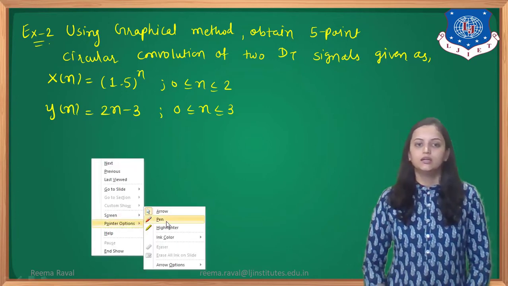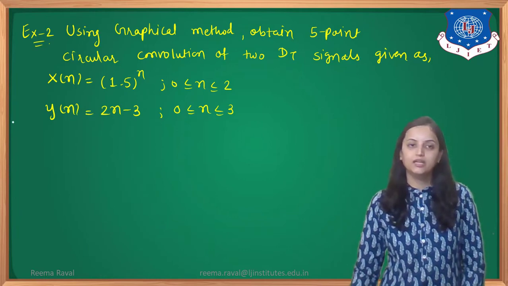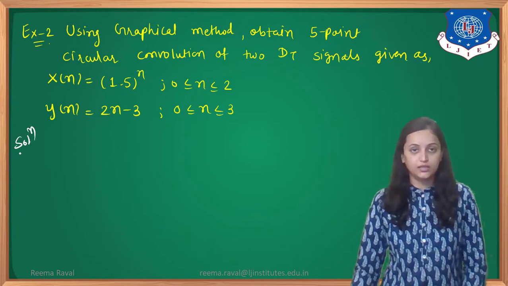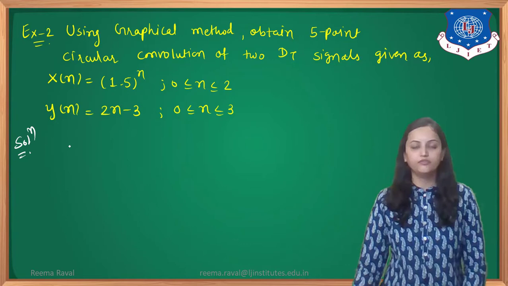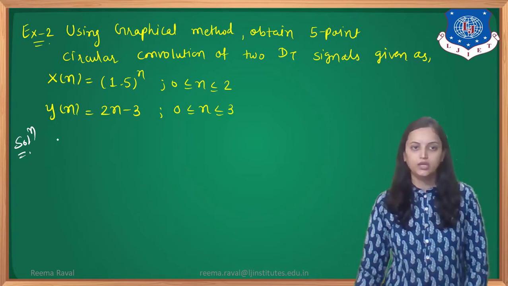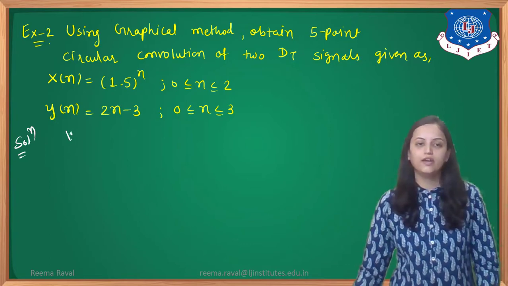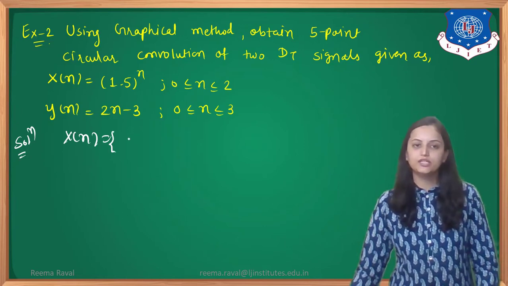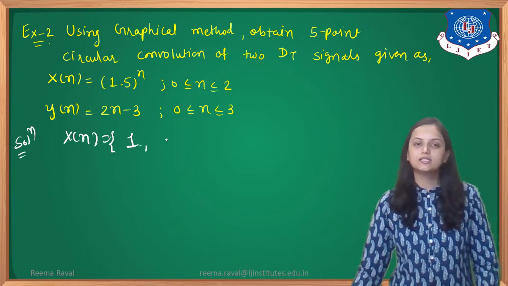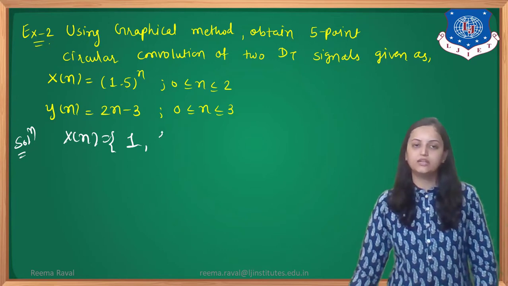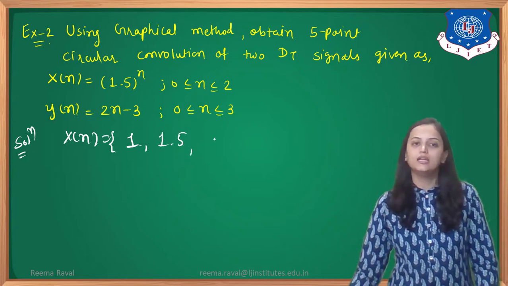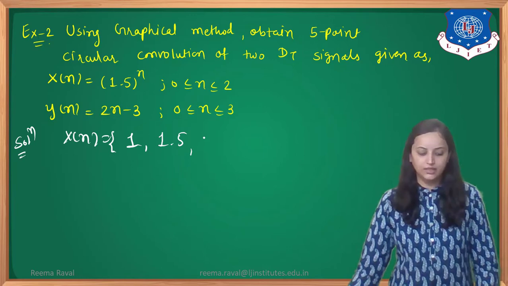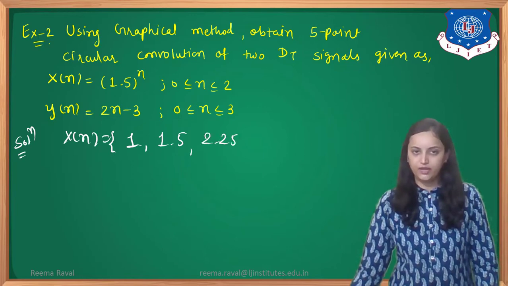For this, first of all we need to find the x of n and y of n sequences, and then we need to use the formula for placing the values on the circle. For x of n, first we take n equals to 0. So 1.5 raised to 0 gives 1. Then 1.5 raised to 1 gives 1.5. Then 1.5 raised to 2 gives 2.25.